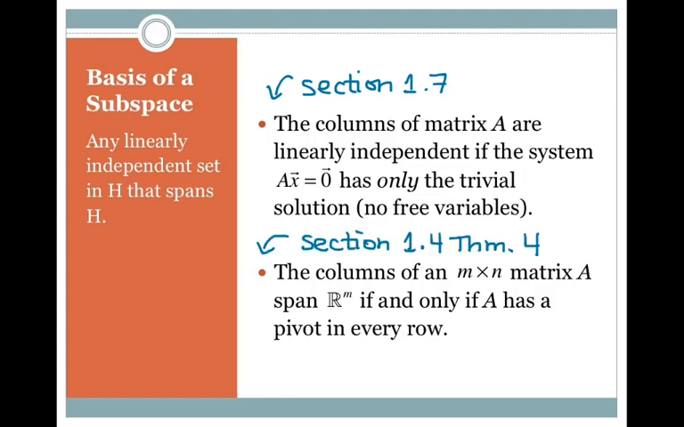This second statement is from section 1.4, theorem 4, and it says that the columns of an m by n matrix A span Rm if and only if A has a pivot in every row. So we are going to be checking our matrices for linear independence to see if it has a pivot in every column, meaning no free variables, and we'll be checking it to see if it spans the space by looking for a pivot in every row using that theorem 4. So let's look at a couple examples.